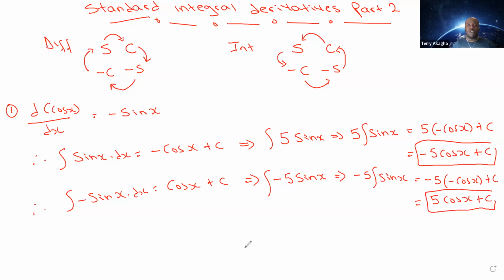So I'm going to just show you the other one. If I bring out a 5 and leave the minus sine x there, it still gives you the same thing. So it's going to be 5. When you integrate minus sine x, can you see? It's going to give you cos x. So it's going to give you 5 cos x plus c.